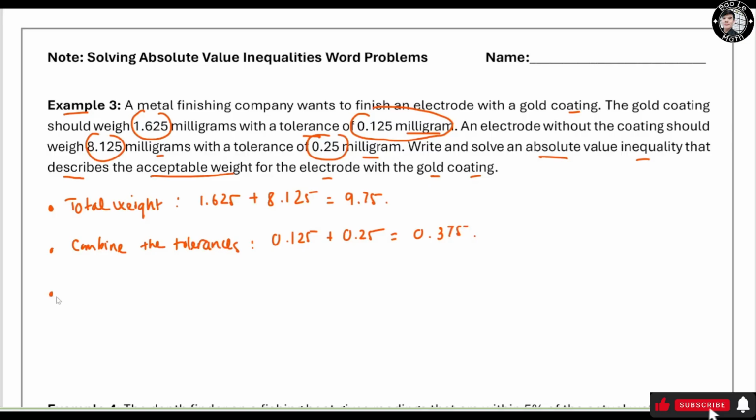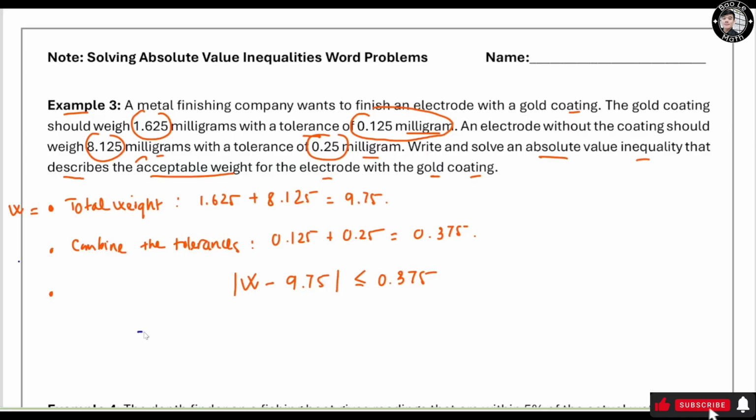Now you're gonna write the absolute value inequality. So I'm gonna let W be the total weight, right? So I have the absolute value of W minus 9.75 less than or equal to 0.375.